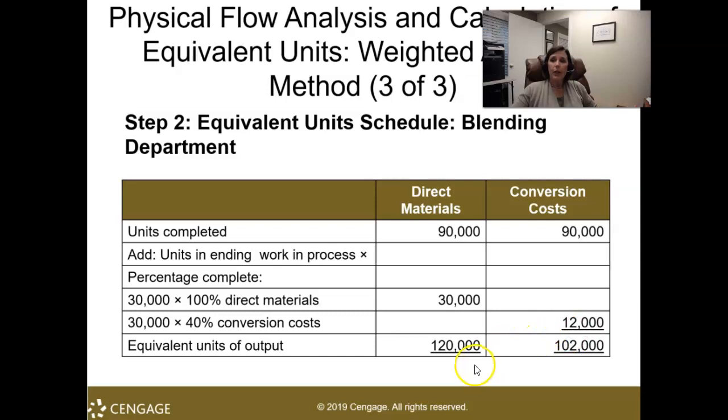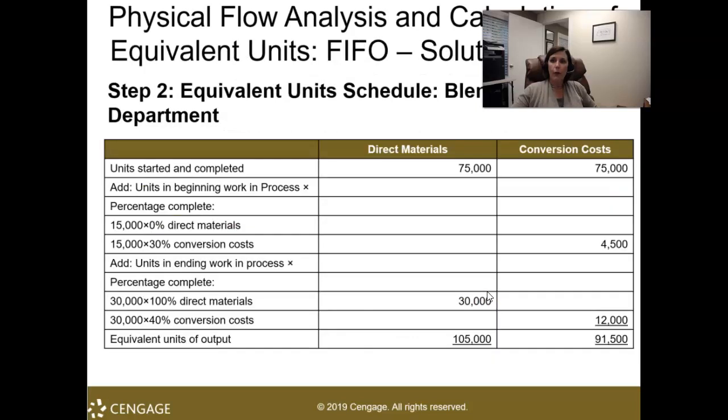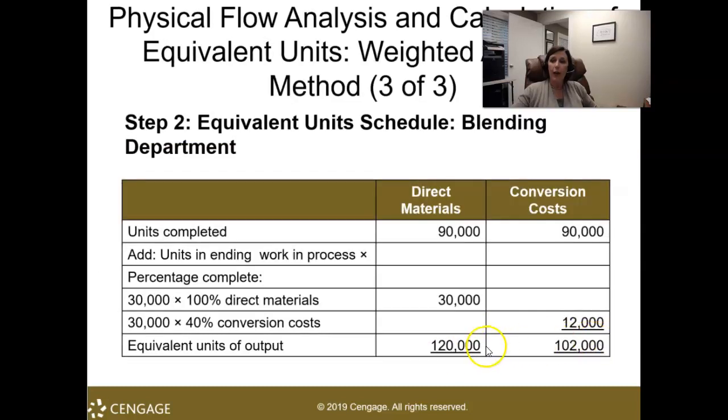And I'm just going to jump to the next slide. So if you can burn this in your memory for a second while I hop over and show you what it looked like under FIFO, you can see the difference at this stage between these two methods. We've got 105 and 91.5, and here we've got 120 and 102 in conversion costs at the same point using the different methods.